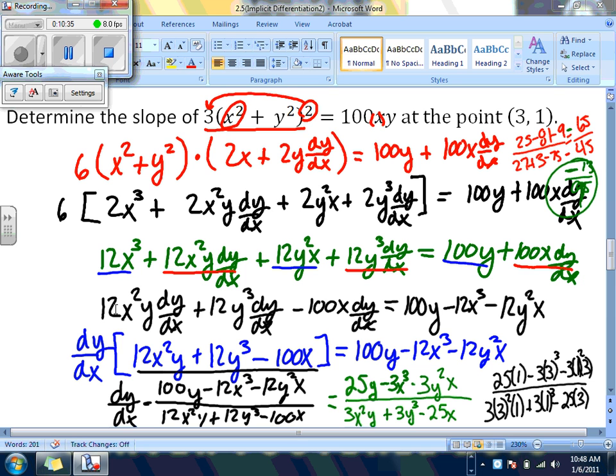Hey, that was messy, but it involved a lot of stuff that we've been doing in the past: product rule, chain rule, and implicit differentiation. So I thought I'd do a hard one for you, and I hope that helped.